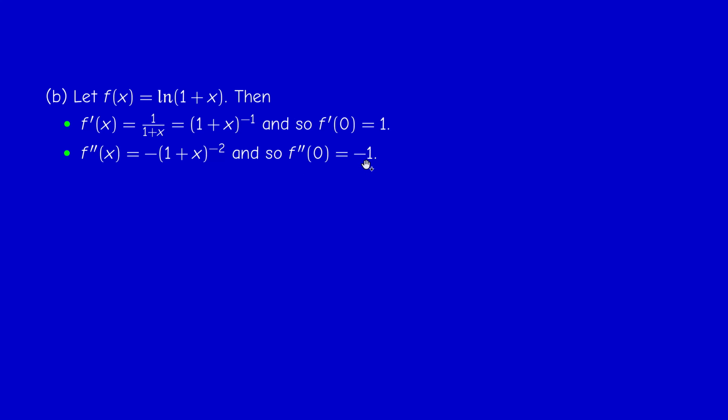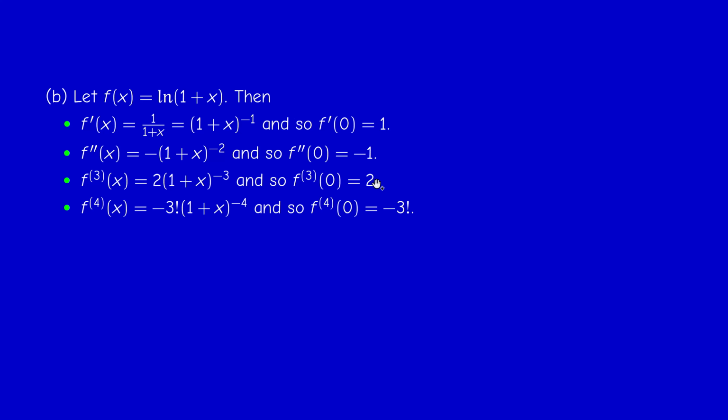Because this is a power now, so it's minus 1 times (1 plus x) to the power minus 1 minus 1. So the second derivative at 0 is minus 1. When I differentiate another time, I get minus 1 times minus 2 times (1 plus x) to the power minus 2 minus 1, so minus 3. So at 0, we get 2 or 2 factorial. If I differentiate another time, I get minus 3 times 2, which is minus 3 factorial, times (1 plus x) to the minus 4. So at 0, we get minus 3 factorial. And one more time. So now I hope that you are seeing a pattern here.